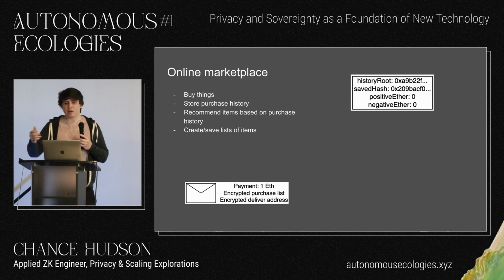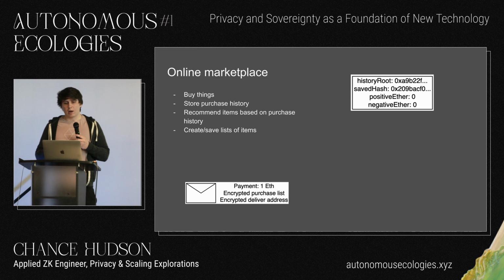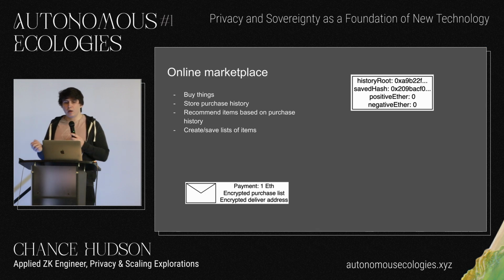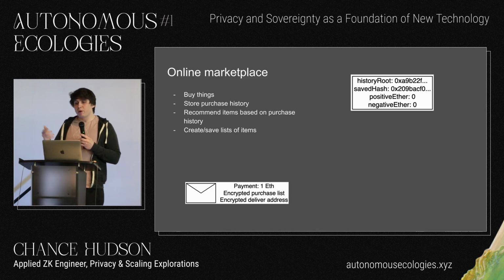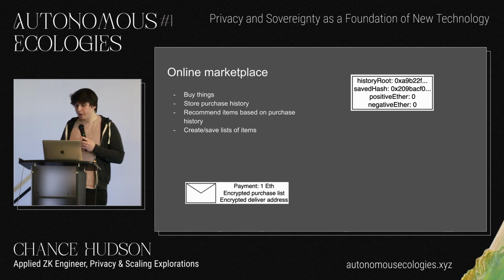And then the saved hash is, so we want the user to be able to create and save lists of items. The platform doesn't necessarily need to verify this. Like if the user wants to create a list of invalid items or non-existent items, they can do that. So what we do here is we'll symmetrically encrypt the lists that the user creates and then just put the hash in there without much verification.